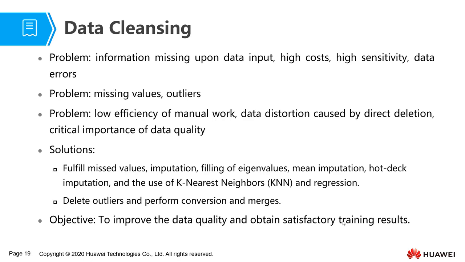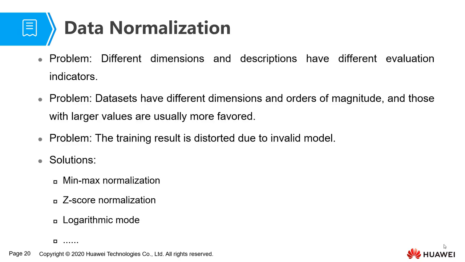We have the following ways to clean data. For missing values, we can fill them. The main methods include manual filling, eigenvalue filling, mean imputation, hot-deck imputation, and the use of k-nearest neighbors and regression values. For outliers, we often delete, convert, or merge them to improve data quality. In this way, we can train satisfactory models and obtain desired analysis results, so as to mine the real meaning of data. We use data cleaning methods to fill missing values and make sure there are no outliers.